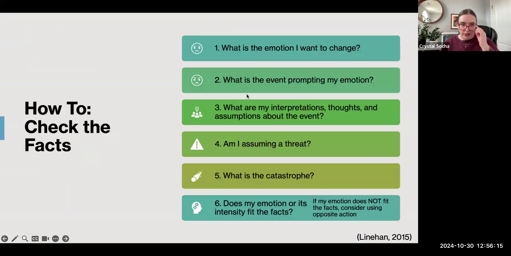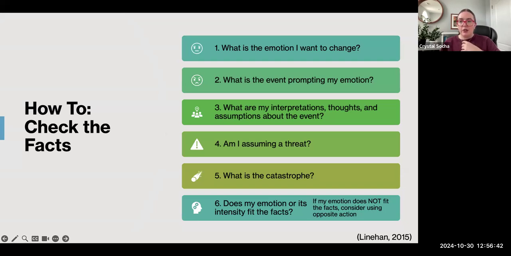So when we're helping someone check the facts, and again, we'll share this all with you, so don't feel pressured to write everything down. Yes, making a list or plan. So when we're helping someone check the facts, these are the step-by-step, 1 through 6 steps to be able to help someone check those facts.